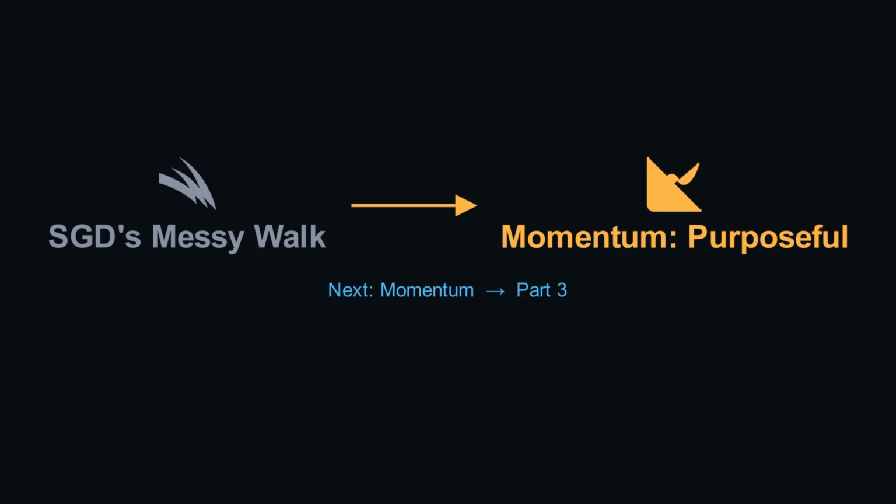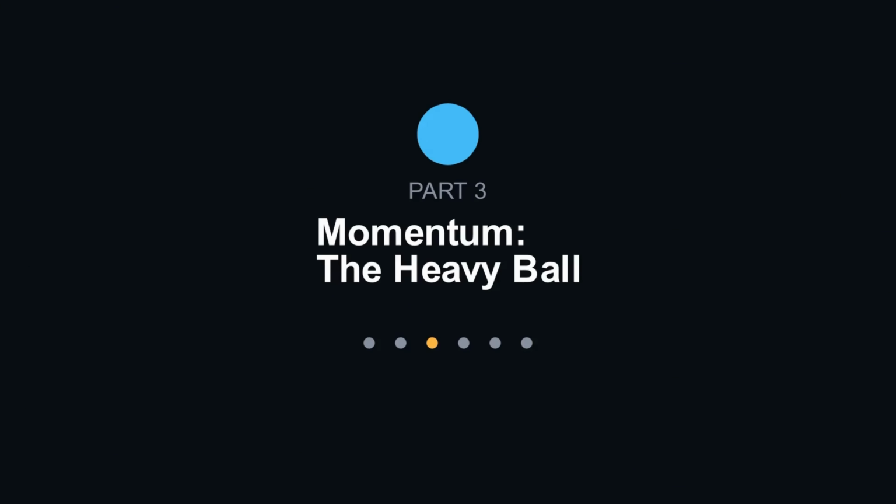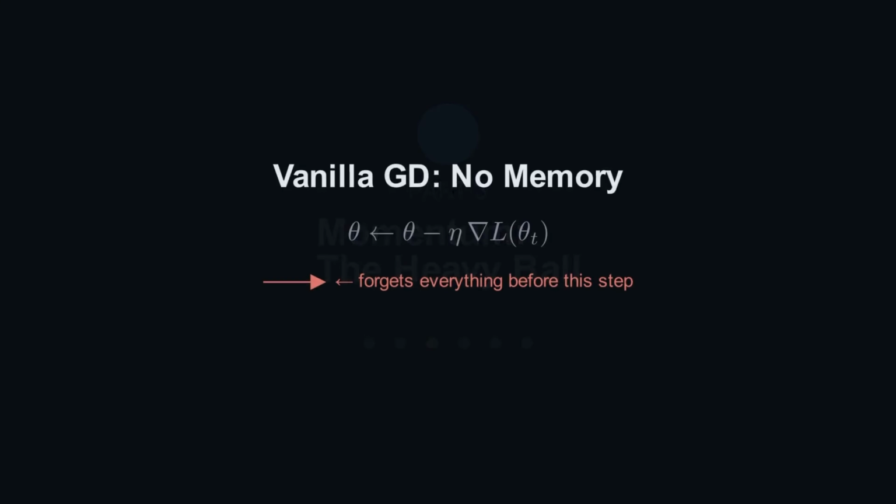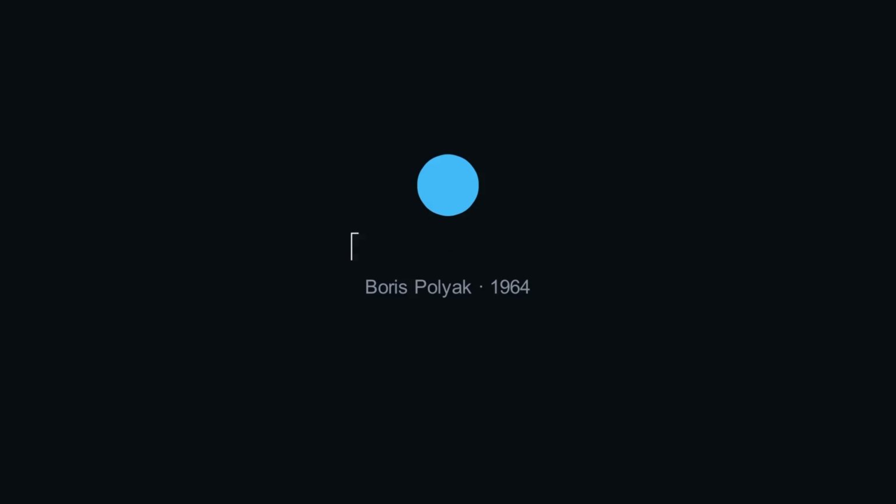Next, we'll see how momentum makes the walk far more purposeful. In this part, we look at momentum, a simple idea that makes gradient descent much faster. So far, every update looks only at the current gradient and forgets the past. Momentum, introduced by Boris Polyak in 1964, changes that.